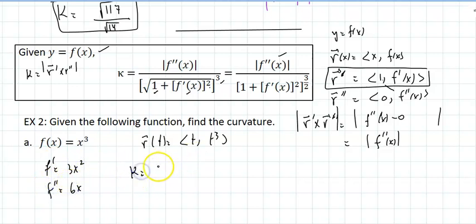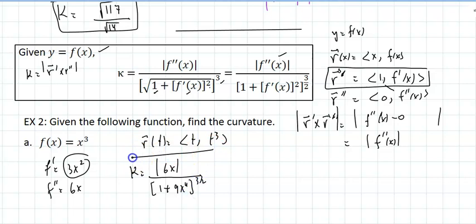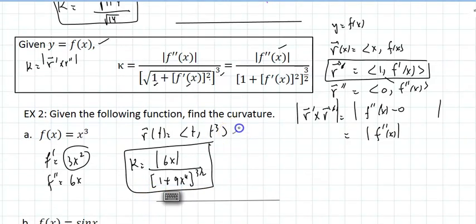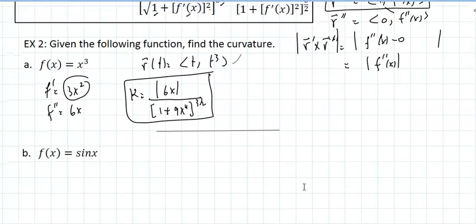So the curvature is the absolute value of 6x over 1 plus f prime squared. That is 9x to the 4th, all raised to the 3/2. And there it is. If they give me a value for x, I could evaluate that. That easy. I could take the cross product and do what I did, but that's a lot more work. What if I did another problem?